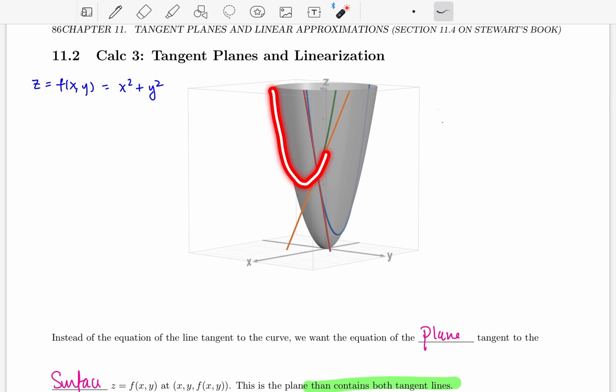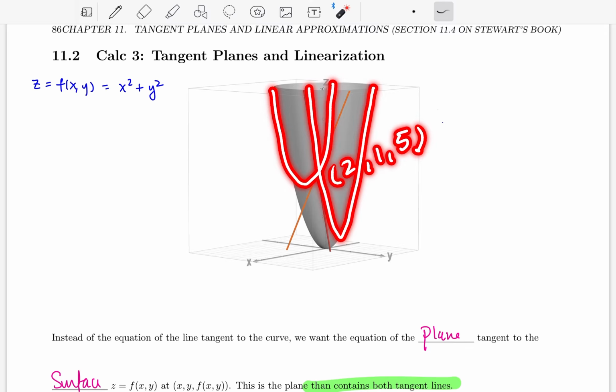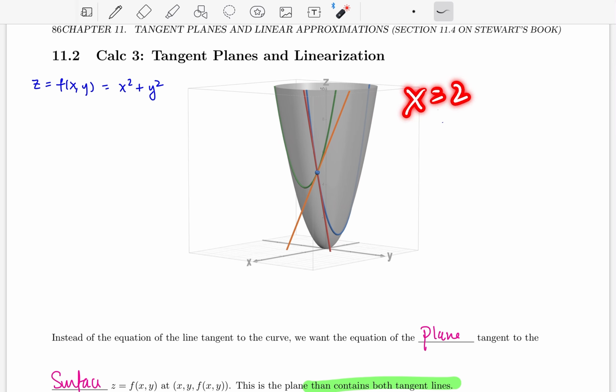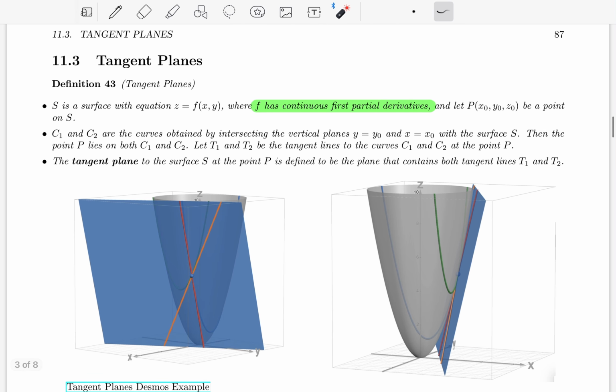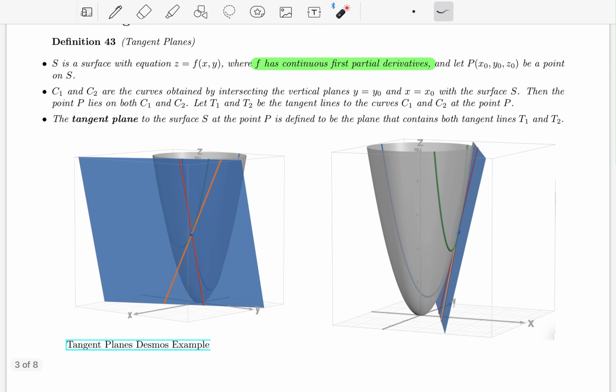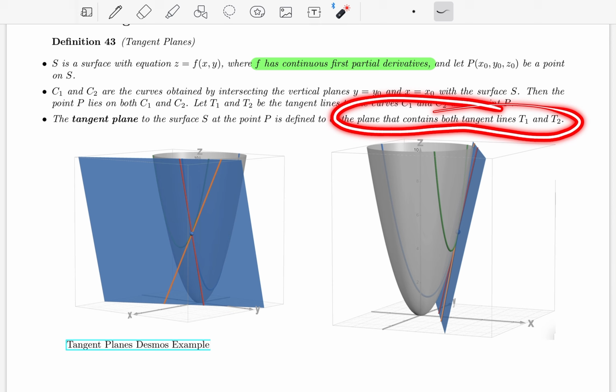The intersection of these two curves is the point 2, 1, 5, right? That's how I computed it. So this will be the intersection of those planes, the plane x equals 2, y equals 1. And then I also have T1, T2, that's what I'm calling the two tangent lines, the lines tangent to both of those curves at the point. Then the tangent plane to the surface is defined by the plane that contains both tangent lines.